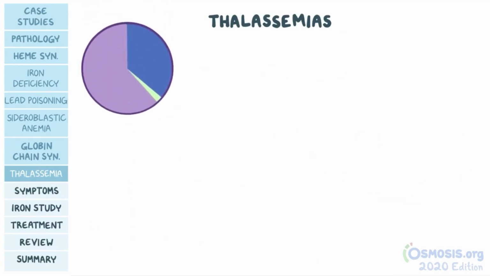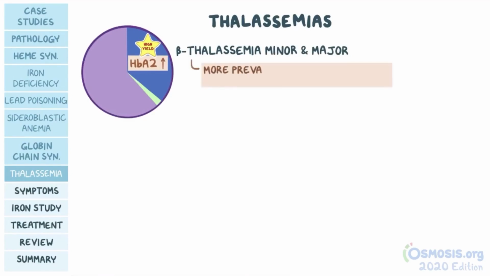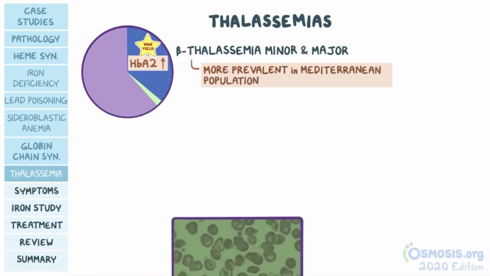Important facts to remember for exams is that HbA2 is elevated in beta thalassemia, both minor and major, to compensate for the decreased synthesis of HbA. A hint the test makers could give is that the disease is more prevalent in the Mediterranean population.